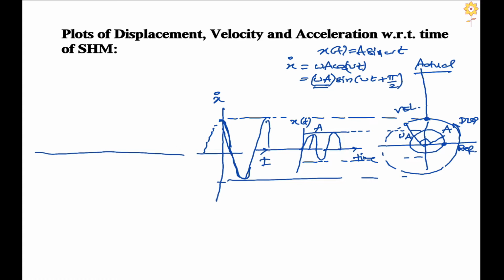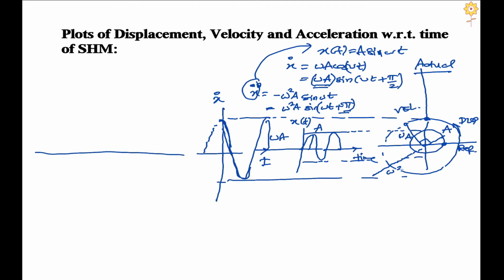Then this value is omega a, and lastly I am having x double dot, which is minus omega square a sine of omega t. Converting minus into plus, you can have omega square a sine of omega t plus pi radians. So again there is a change in the phase angle here. So x double dot compared with x occurs earlier than the displacement by pi radians, or half cycle, so that confirms that the acceleration is directly proportional to displacement, but it is directed opposite.